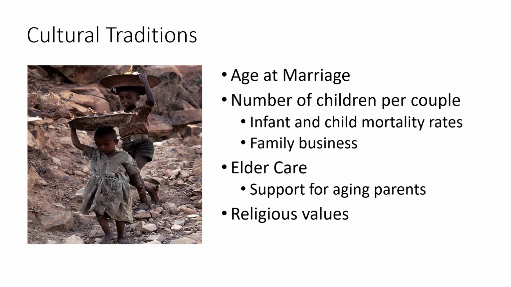And then elder care. Here in the United States, we have facilities and money set up so that people can take care of our elders, whereas people in developing countries have a lot of children to make sure that someone's going to take care of them when they're older. And then, of course, religious values also come into play, whether it be contraception or just having as many children as God allows. And so that will obviously affect the number of children that somebody has.